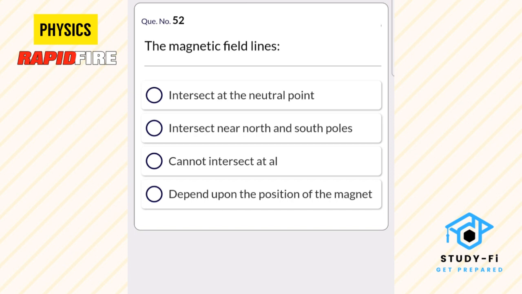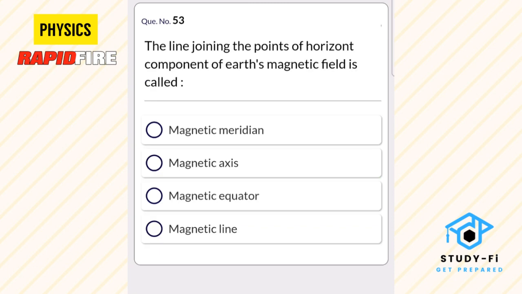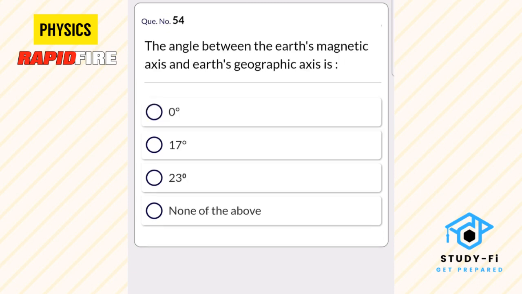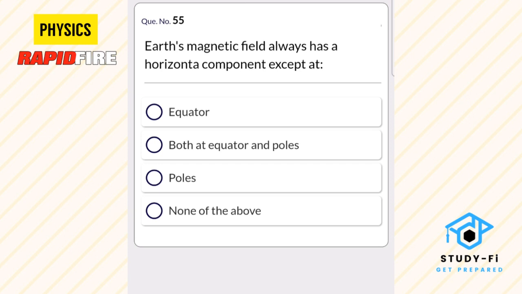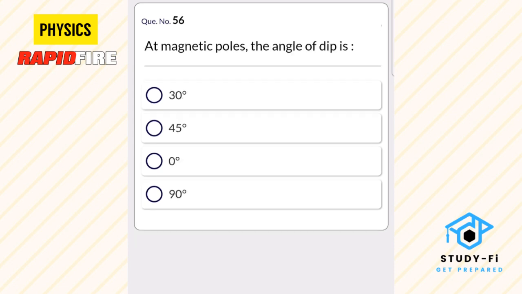The magnetic field lines cannot intersect at all. The line joining the points of horizontal component of Earth's magnetic field is called magnetic meridian. The angle between the Earth's magnetic axis and Earth's geographic axis is 23 degrees. Earth's magnetic field always has a horizontal component except at poles.